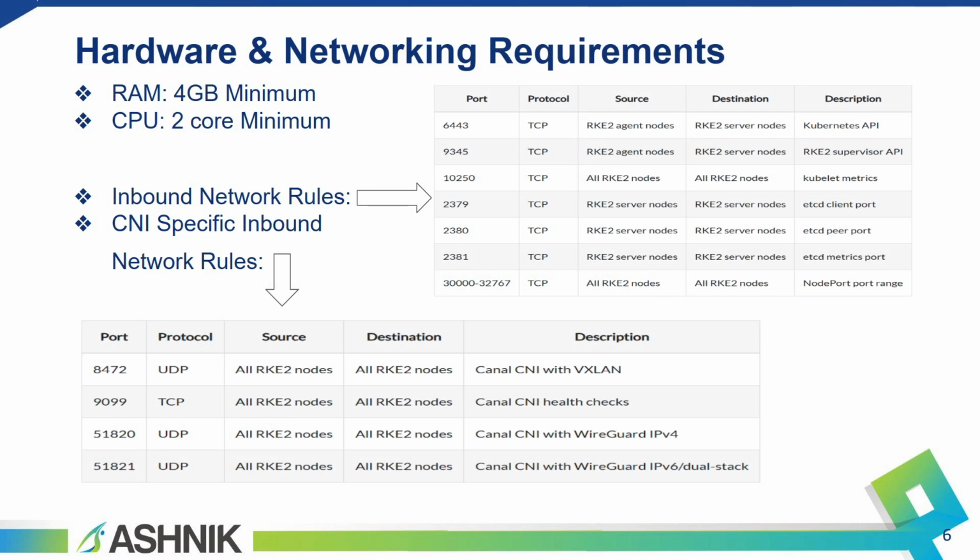Let's see the hardware and networking requirements. At minimum we require 4 GB of RAM and a 2 core CPU, and it can vary as per your requirements or as per your client base. Then I have listed some ports which we need to enable at the firewall level, and enable these inbound network rules as well. In my case, I'm using AWS EC2 instances, so I have enabled these ports at a security group.